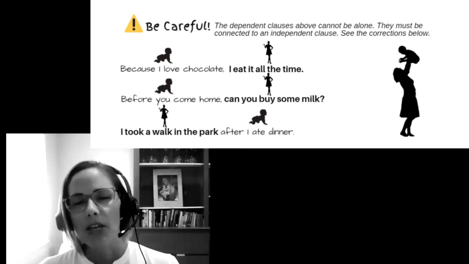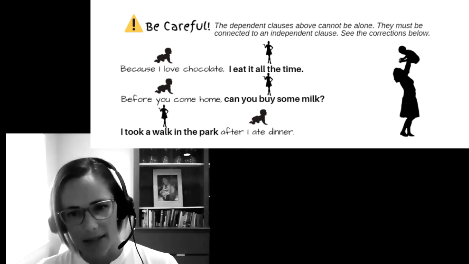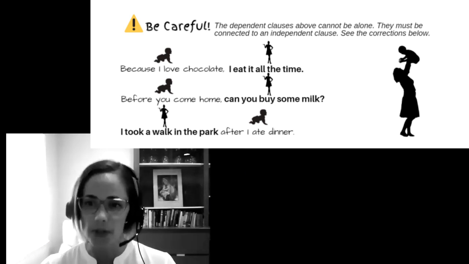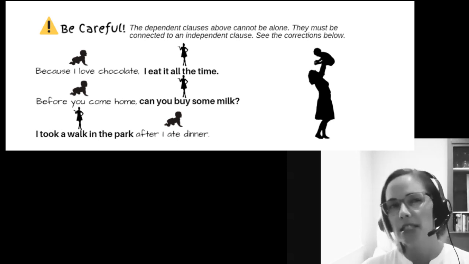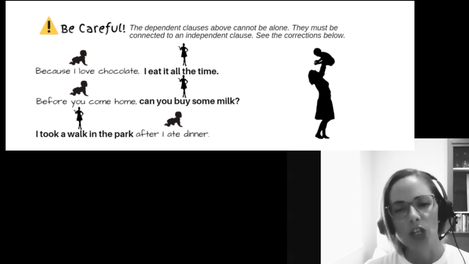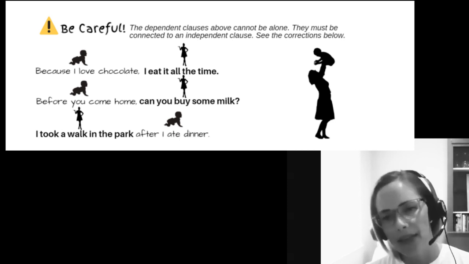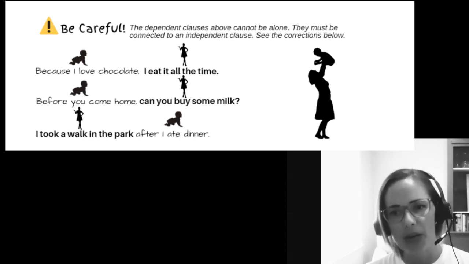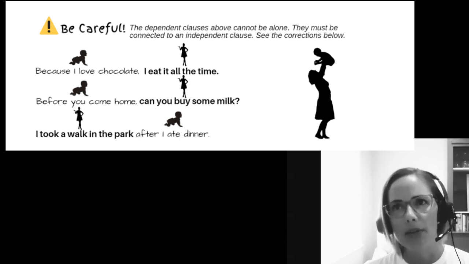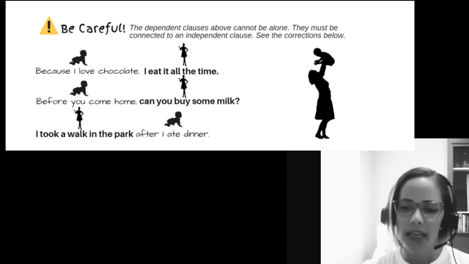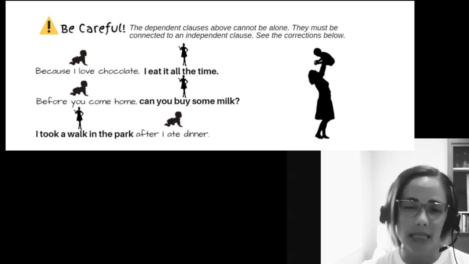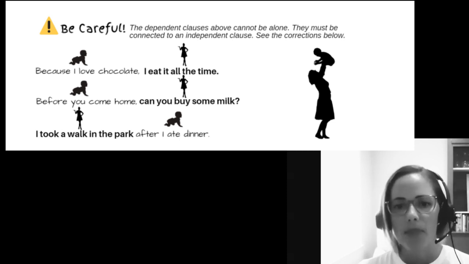Then we have something called a dependent clause. This is a subject and a verb, but it's not a complete idea. It is dependent, kind of like a child. It depends on another sentence to be complete. Sometimes I refer to it as the baby clause. The independent clause I refer to as the adult clause, because the baby depends on the adult.